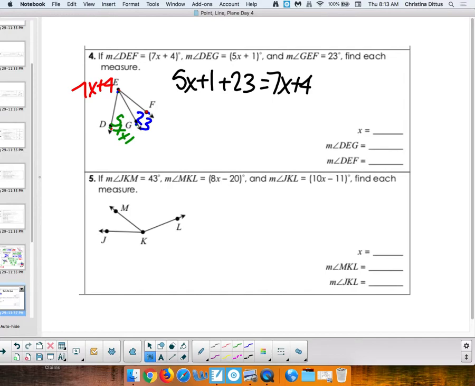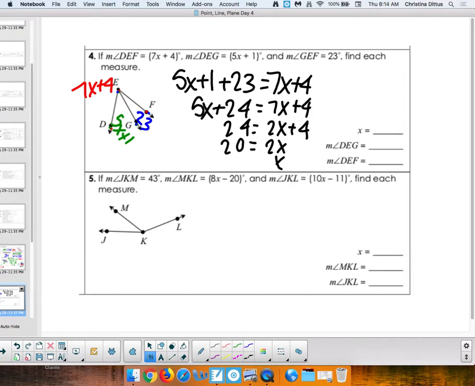Only have 5x plus 24. Now how do I subtract? Subtract 4. Can we do x's first? Subtract 5x. There we go. Now subtract, and how much is x? 10. Good.